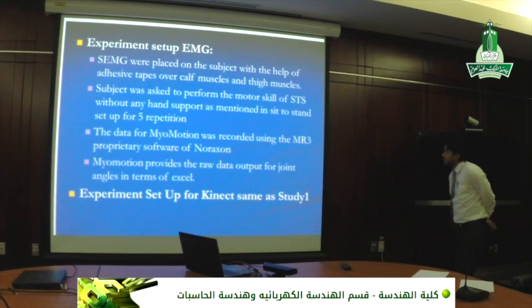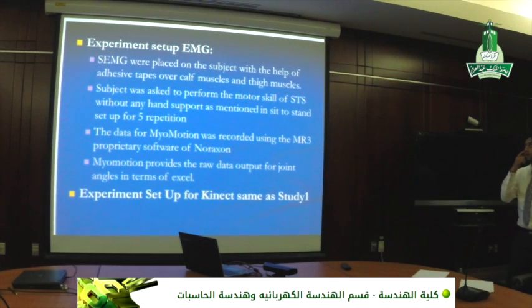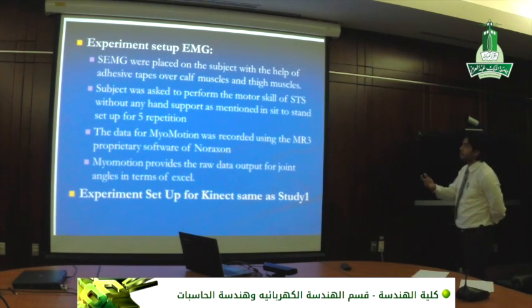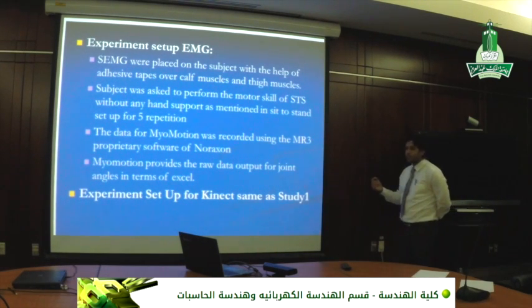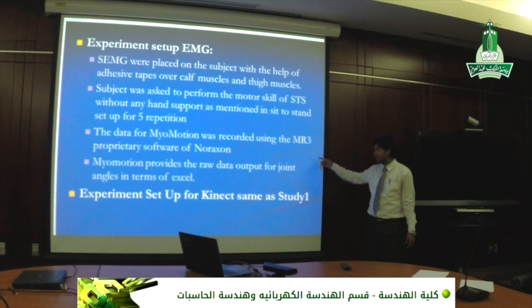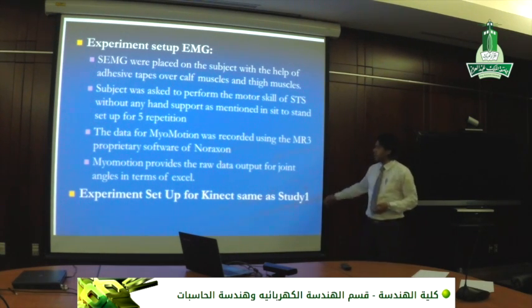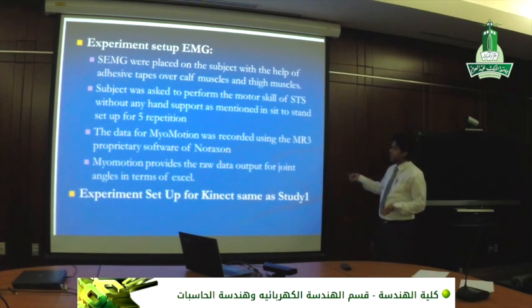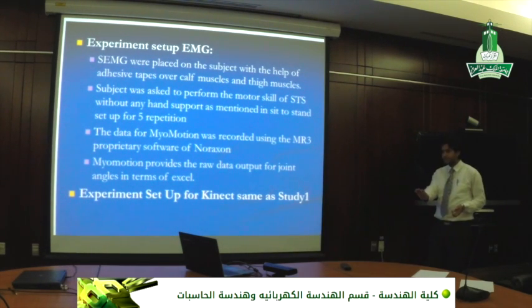Experiment setup for the SEMG. The SEMGs were placed on the subject, as I have shown earlier in the EMG slide, with the help of adhesive tapes. The subject was asked to perform the motor skill of sit-to-stand without any hand support for 5 repetitions. The data for the motion was recorded using the Horizon MR3 proprietary software, which provided the raw data output for joint angles in terms of axis. The experiment setup for Kinect was the same as study 1, study 2 and study 3.